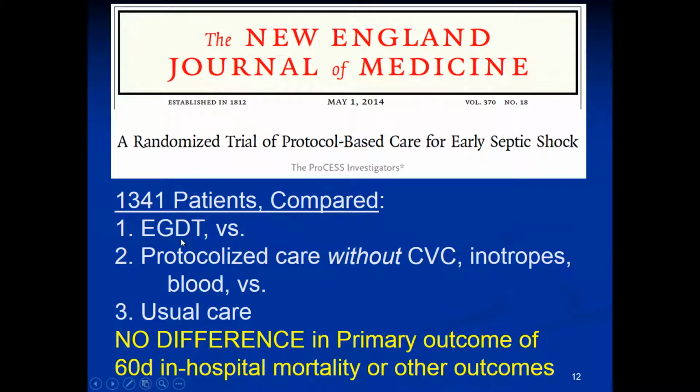the protocol I just showed you versus what I will call early goal-directed therapy light, the sort of protocolized care without the bells and whistles, without the central line, the inotropes, the blood, or the lower part of that protocol, meaning the fluids and the pressors, versus usual care. And what was striking about this trial, in contrast to early goal-directed therapy 2001, was that there was no difference in the primary outcome of 60-day in-hospital mortality or any other outcomes. And this was a surprise, and I think quite stunning.